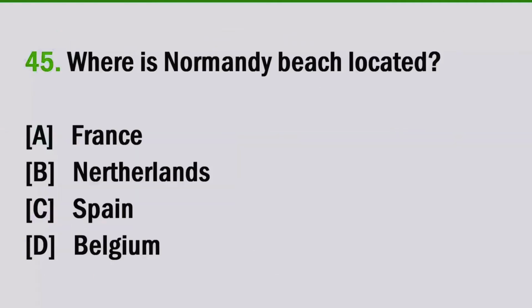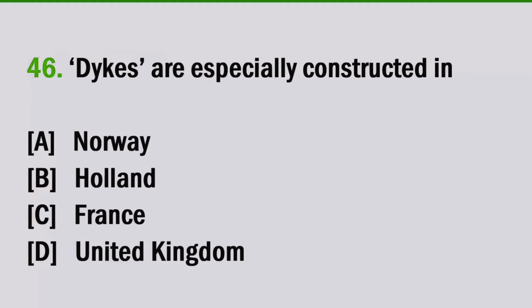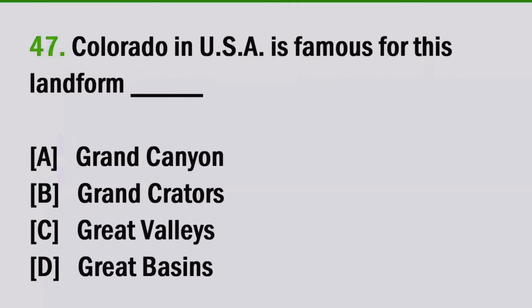Where is Normandy Beach located? Answer A. France. Dikes are specially constructed in? Answer B. Holland. Colorado in USA is famous for this land form? Answer A. Grand Canyon.